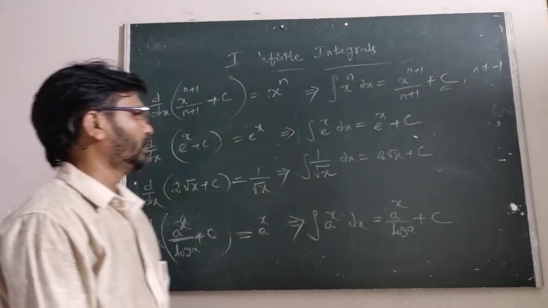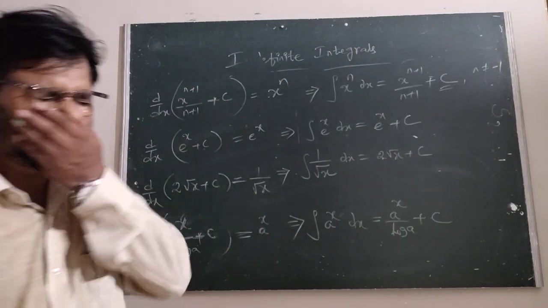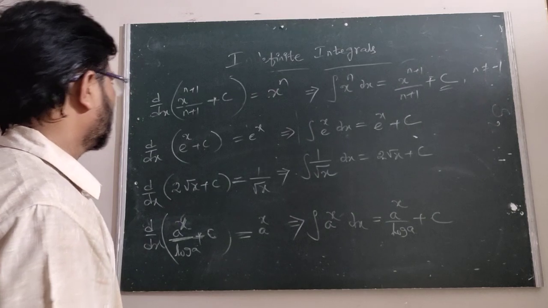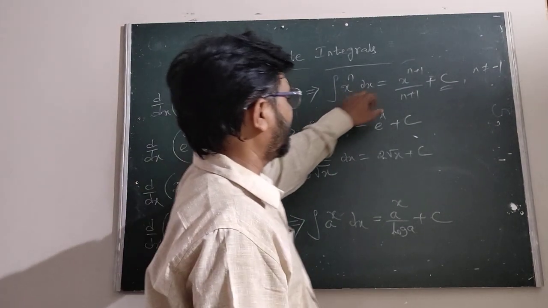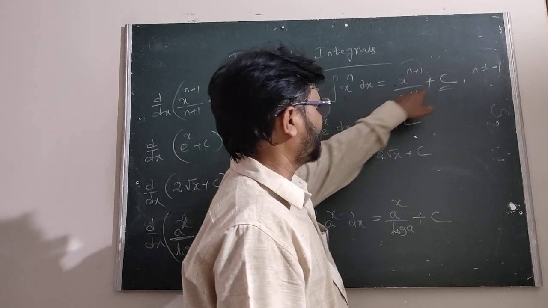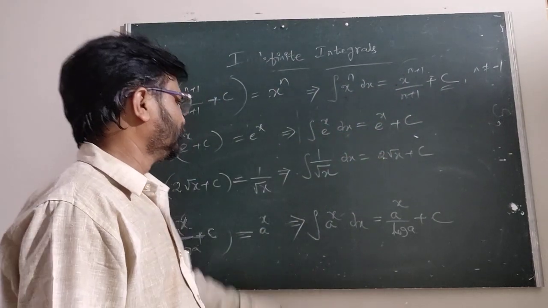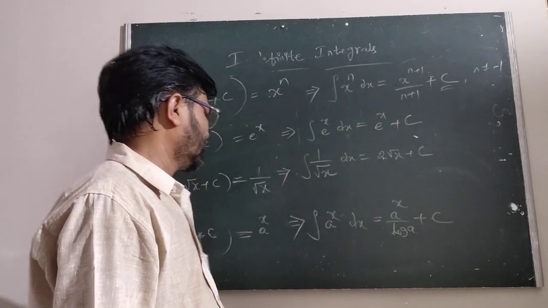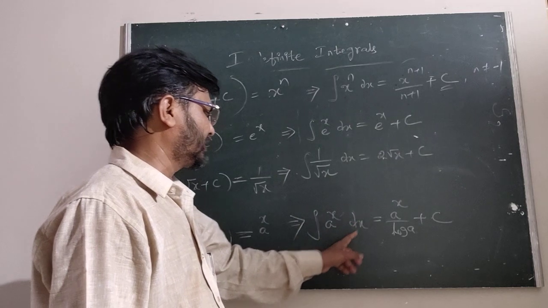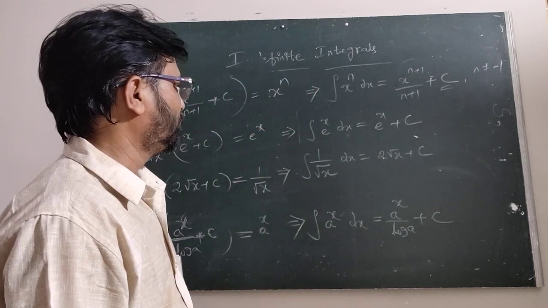These are the basic fundamental formulas of algebraic functions. Therefore, here we are taking the integral of x power n, which is x power n plus 1 by n plus 1 plus c. Integral of e power x dx is e power x. Integral of 1 by root x dx is 2 into root of x. The integral of a power x dx is a power x by log a. These are the first 4 formulas.